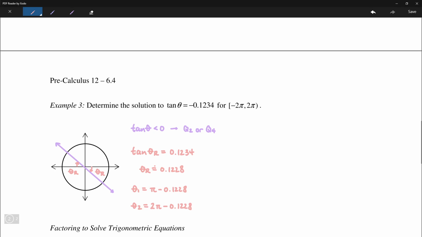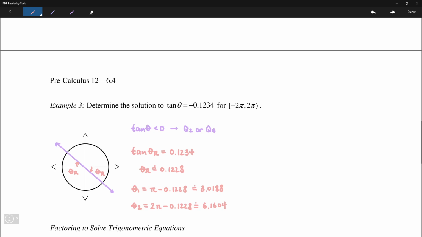The first one will be, again, approximately equal to 3.0188, and the other will be 6.1604. However, the question does ask for solutions from -2 pi to 2 pi, and we actually only cover the solutions from 0 to 2 pi.